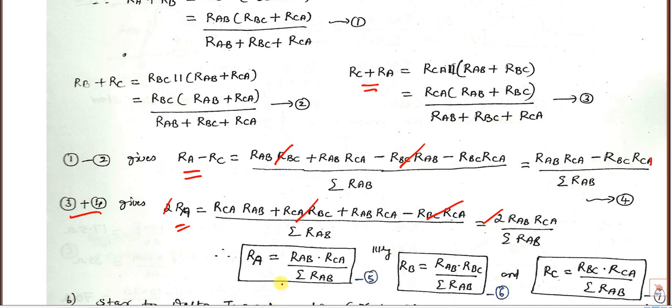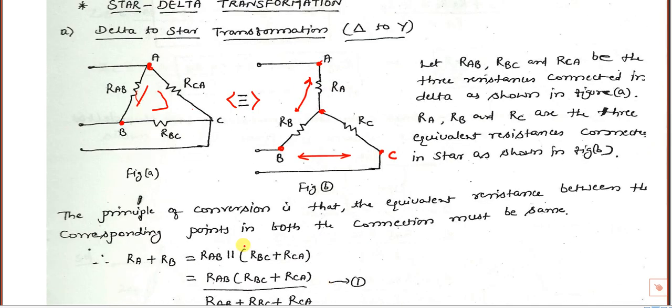So here RA is equal to RAB into RCA divided by the sum of all. How to remember this: RA is equal to the product of adjacent divided by the sum. I want to find the equivalent here. For this equivalent, the adjacent sides are RAB and RCA. So RAB RCA, the product of these two, divided by the sum RAB plus RBC plus RCA.